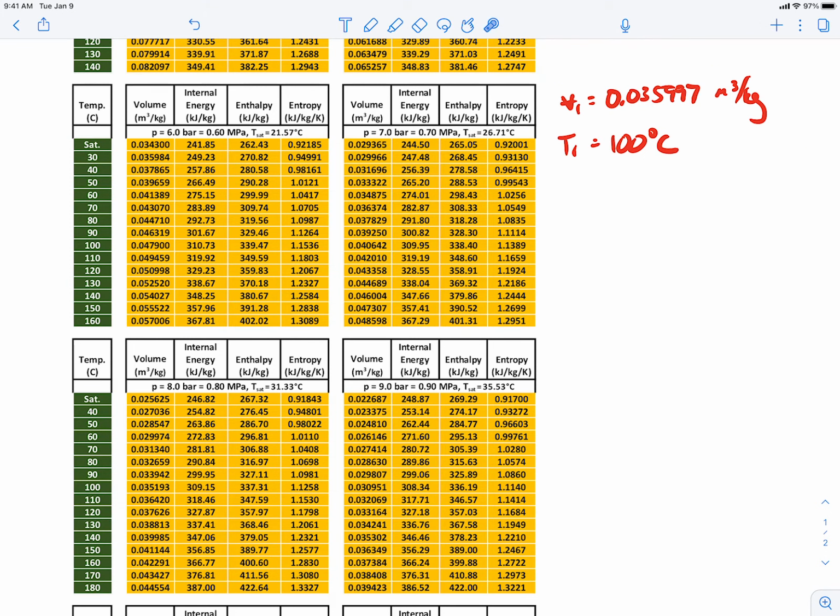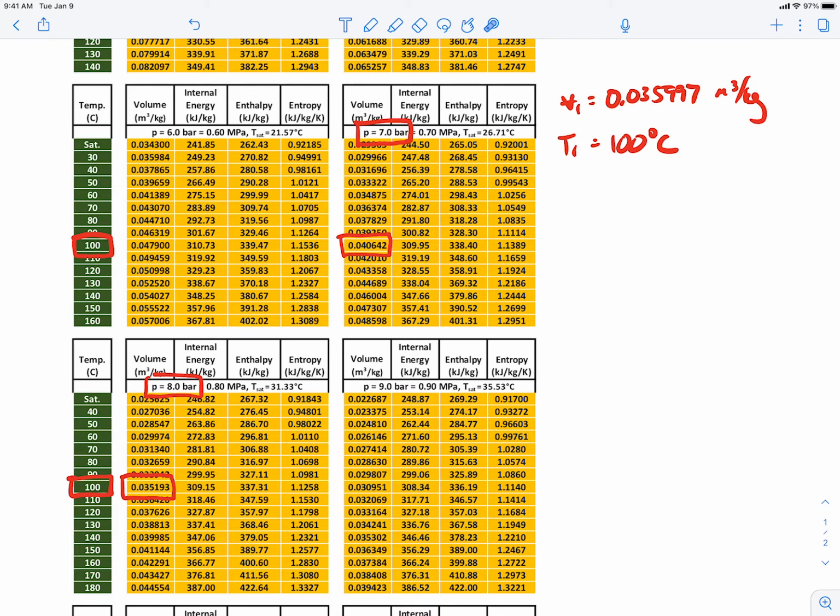So if I look here, 100 degrees, let me box them in. So 100 degrees temperature, and I look at the 7 bar, that specific volume is 0.040642. That's a little bit bigger than my value. Then let me go down to the value at 8 bar, and that value is right here, 0.035193. So my specific volume is somewhere between these two values.